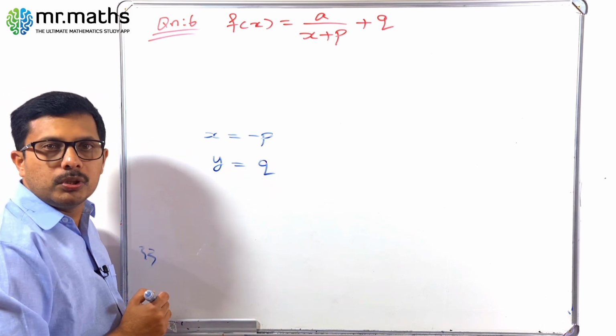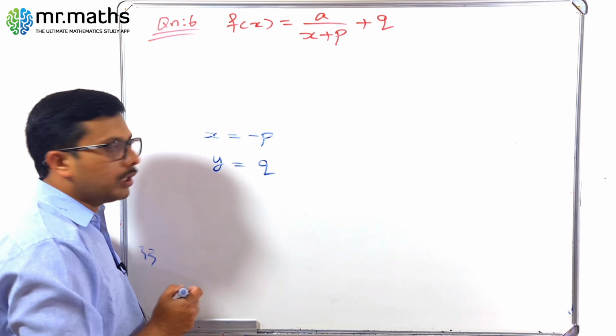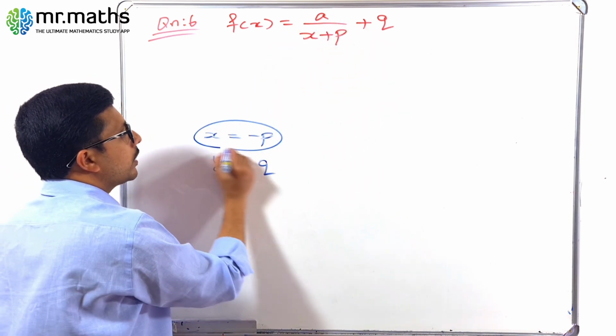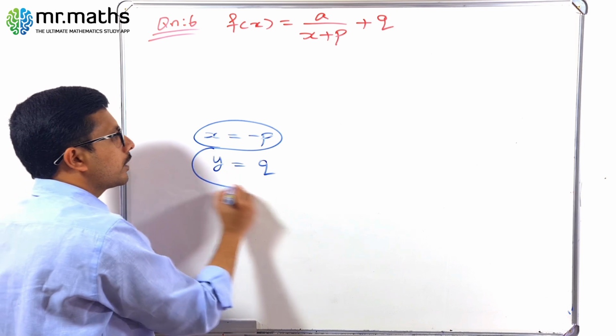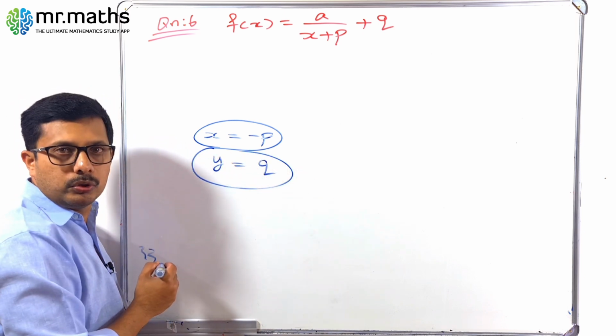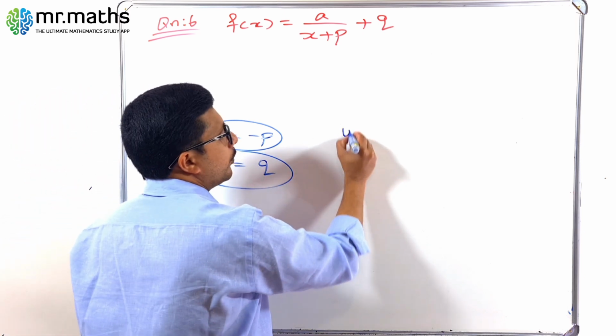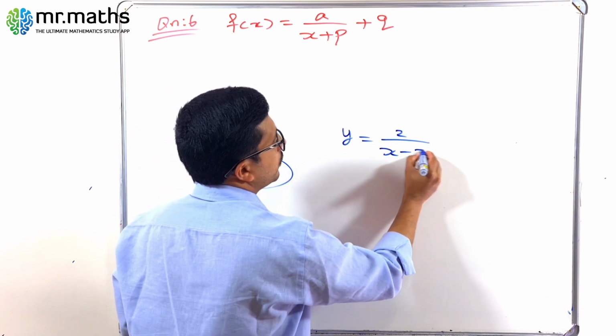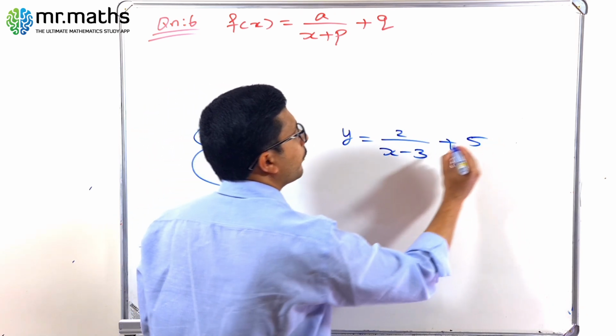Y is equal to q is also an asymptote. Okay, so in this equation there are two asymptotes. One is x is equal to minus p and the second one is y is equal to q. For example, another example, y is equal to 2 divided by x minus 3 plus 5.